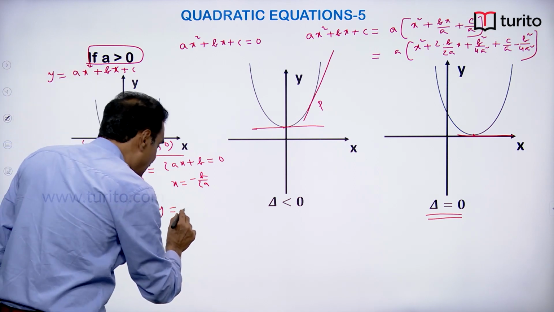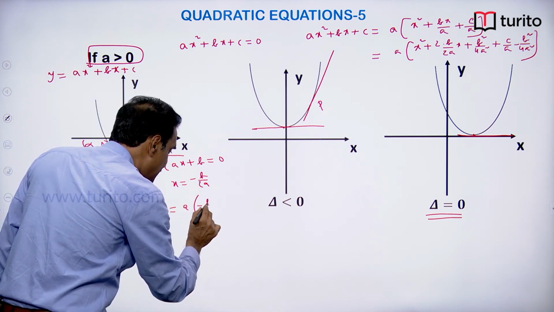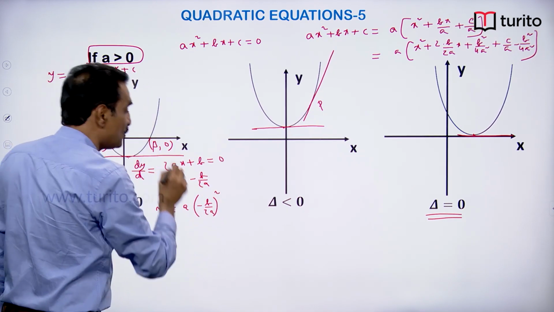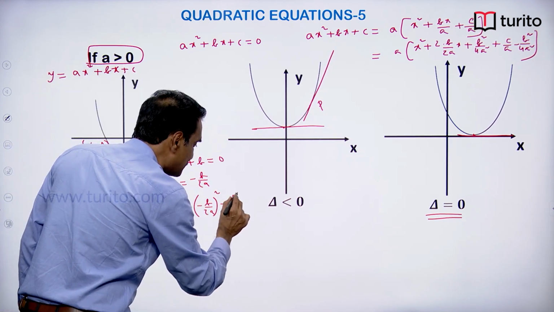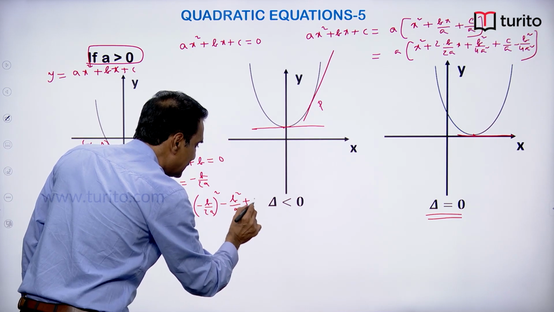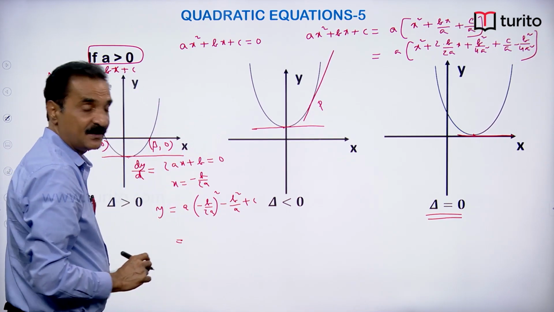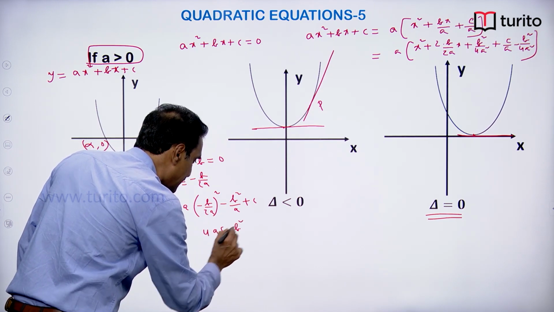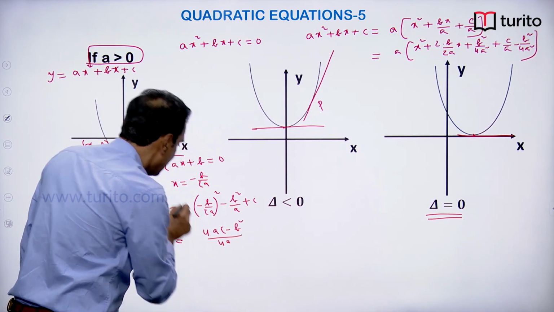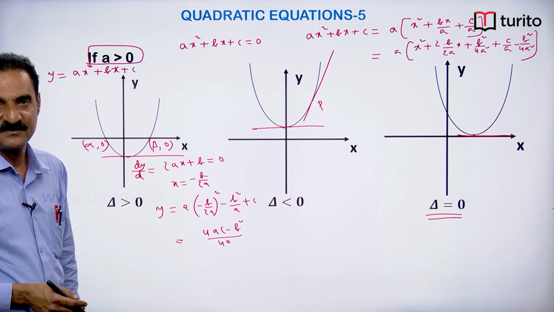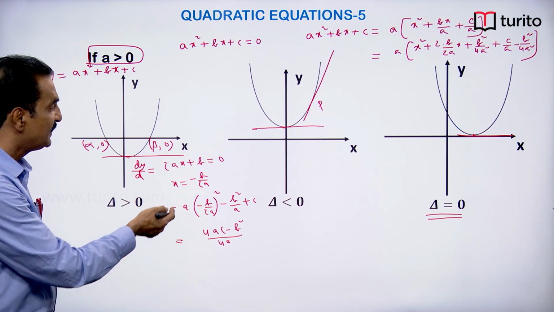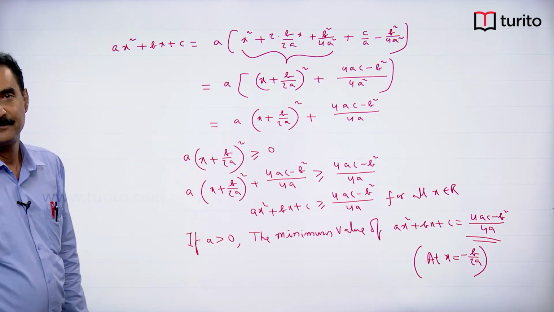Y is equal to a into minus b by 2a whole square plus b into minus b by 2a, which is minus b square by a plus c. If you simplify it, you will get 4ac minus b square by 4a. This is very simple. This proof is very simple. Otherwise, you have to understand the proof like this.